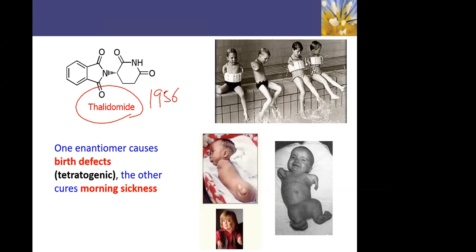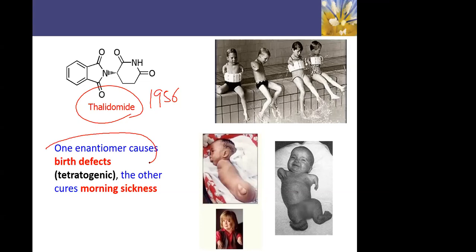Imagine, by 1960, almost 10,000 children were affected by thalidomide, and 50% of them died. Only 50% survived, and look at it, they're all survivors of the thalidomide tragedy. And then researchers started finding out what was happening, why did this happen? They found out that one enantiomer of thalidomide is good.